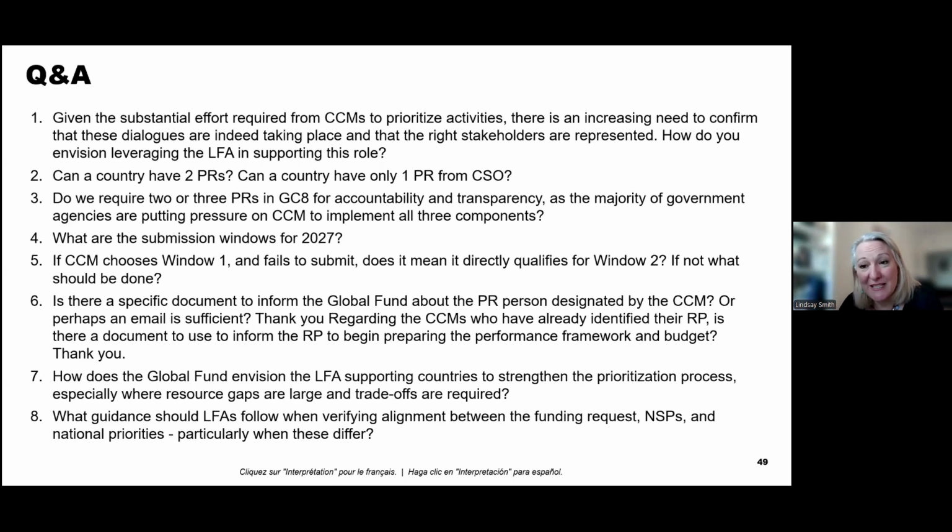The next question also relates to the LFA. As you can tell, I'm not an expert. What guidance should LFAs follow when verifying alignment between the funding request, NSP, and national priorities, particularly when they differ? I'm not able to answer this, not being an LFA expert. I'm not sure of the LFA's role in verifying alignment between the funding request, the NSP, and national priorities. Does anyone else from the Global Fund want to comment on this, especially for focused portfolios? Bruno, I see you're on screen again.